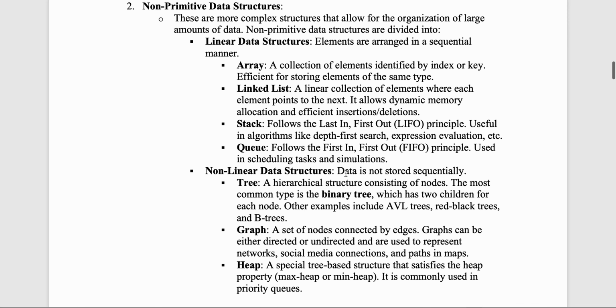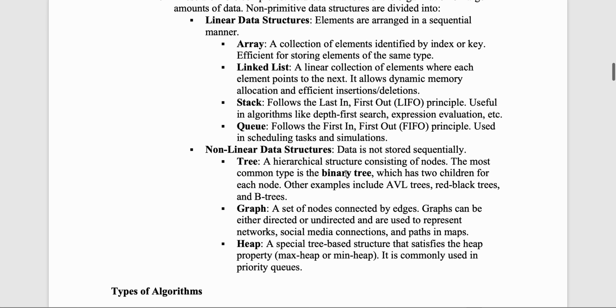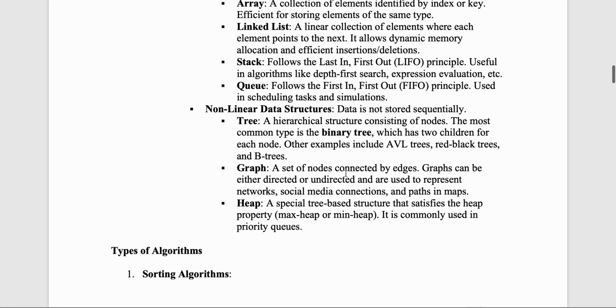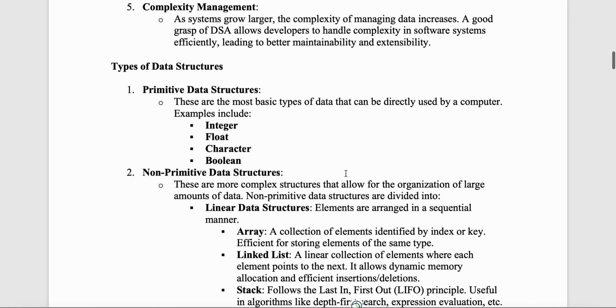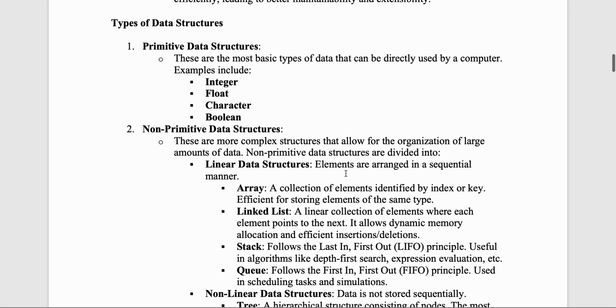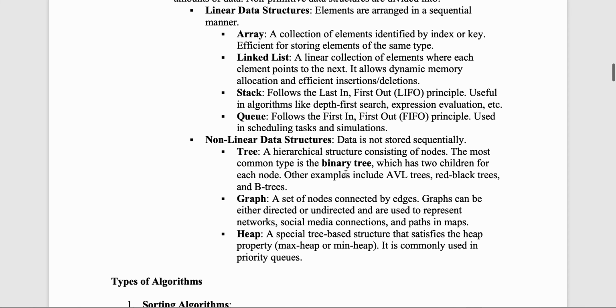Then if you're talking about non-linear data structures, we have trees like binary tree, AVL tree, red-black tree, B-tree, that we will see. Then we have graph, and then we have heap. In heap we have max heap and min heap. So these are the non-linear data structures. So we have two types of data structure, primitive and non-primitive, and non-primitive also has two types, linear and non-linear data structures.